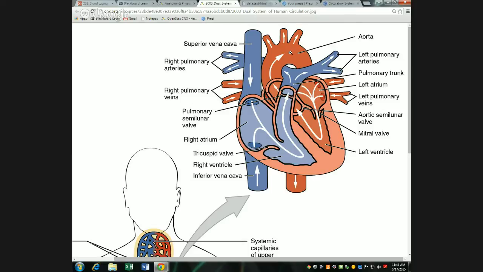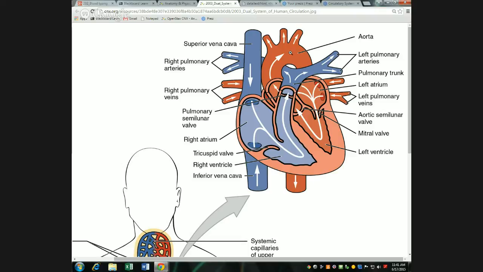I said ideally that they should be separate. There are some conditions where there are holes between the 2 sides in the septa, and so there can be a mixing of the blood from one side to the other. But ideally, they should be separate.